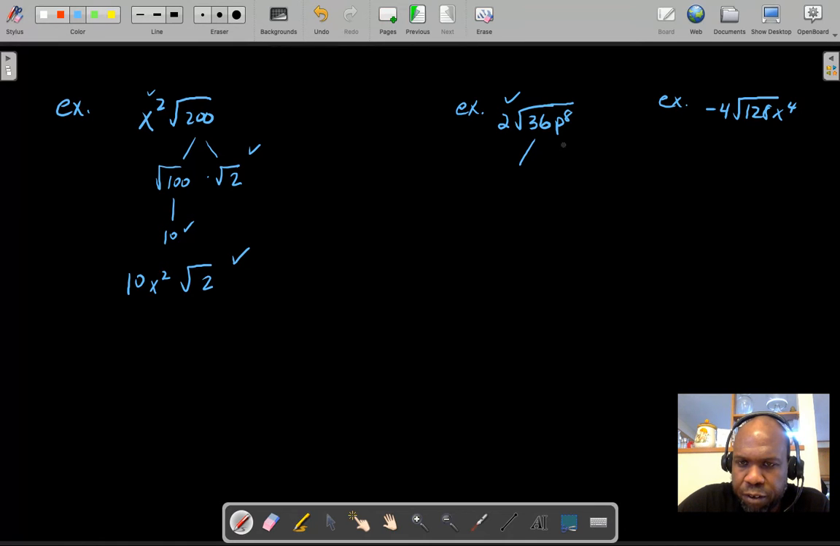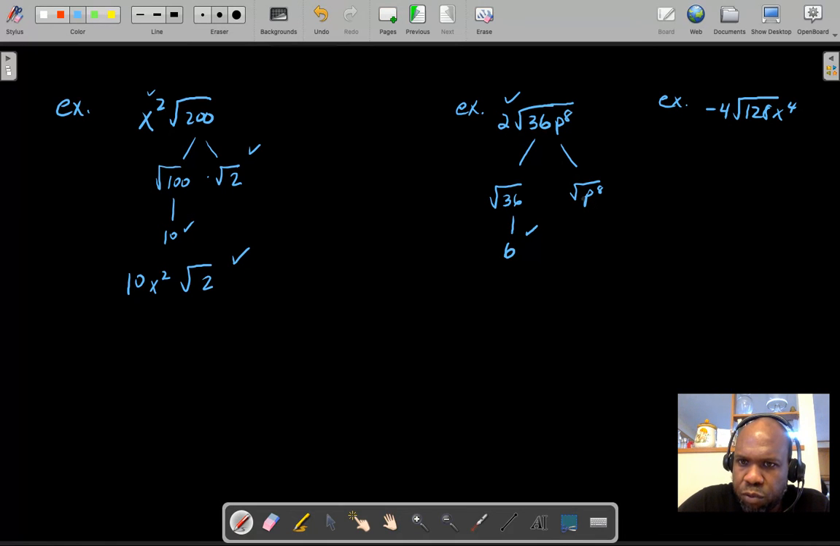Now, remember, the product property of radicals tells us we can split these apart. We have the square root of 36 p to the power of 8. So again, what's the highest perfect square I can use for this one? We have 36. This is a perfect square, 36, so it automatically pulls out to be 6.